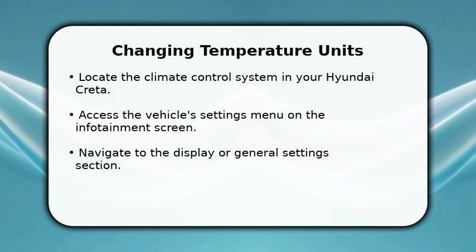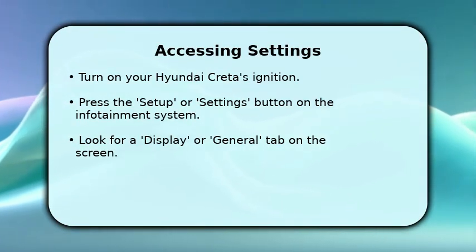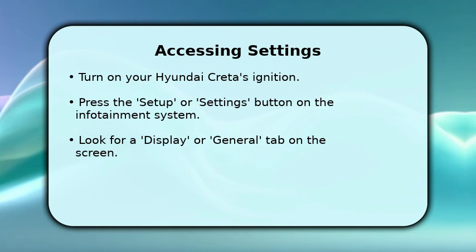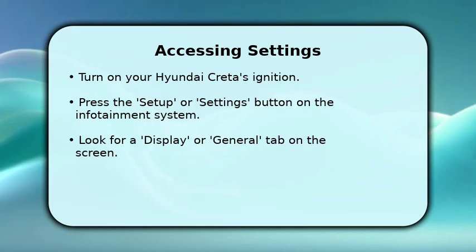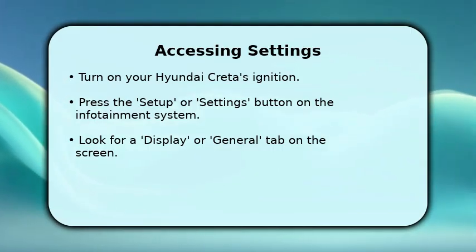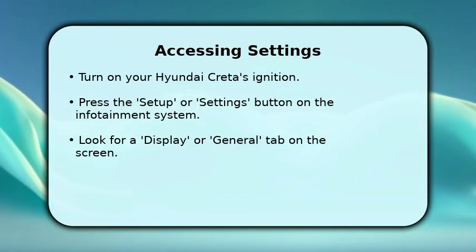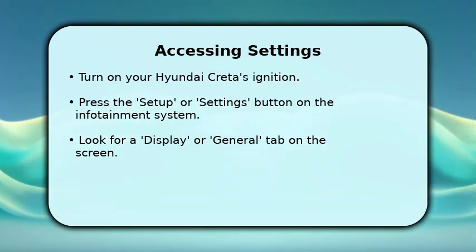climate control display. To start, ensure your Hyundai Creta's ignition is on. Then, find the Setup or Settings button on your infotainment system and press it. This will open the main menu. From there, you'll typically see options like Display or General Settings. Select the appropriate tab to move forward and access the unit customization options.